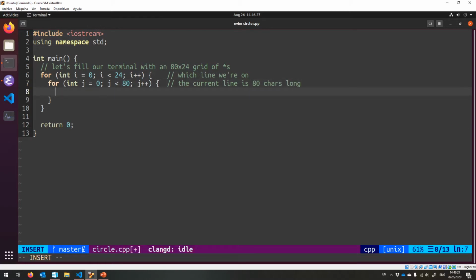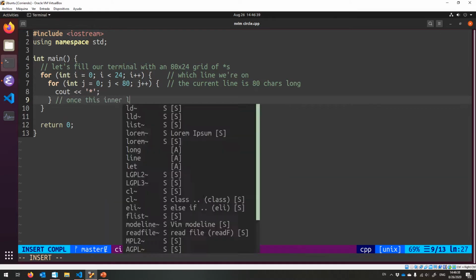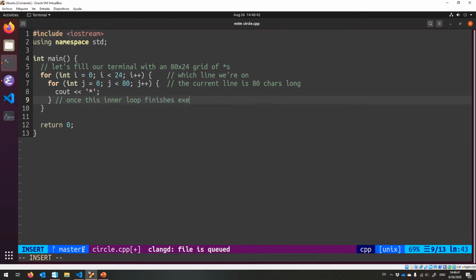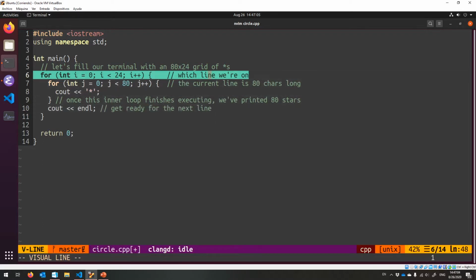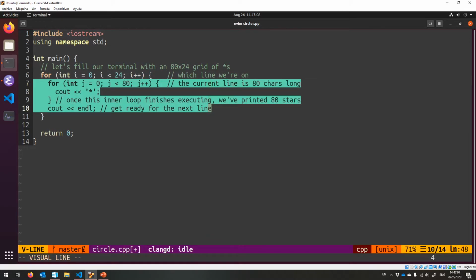Alright, so now I can just print out that star, and now this entire for loop, once the inner one has been finished executing, we've printed 80 stars. So we've completed the line with this inner for loop. We've printed 80 stars. And so now our job is to break that line after it's done. Get ready for the next line. So it's just a repeated process. So 24 times we're going to print 80 stars and then a new line.